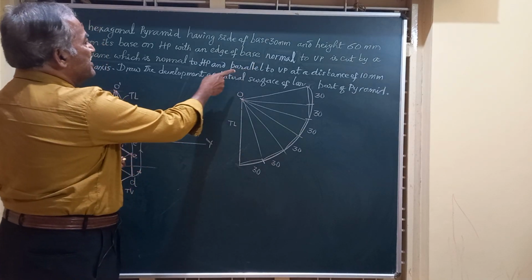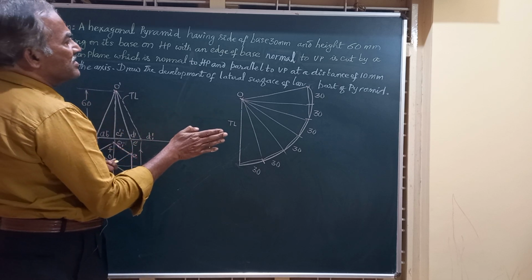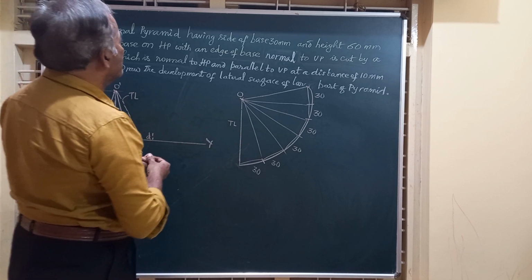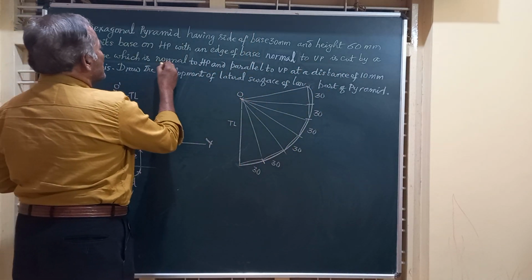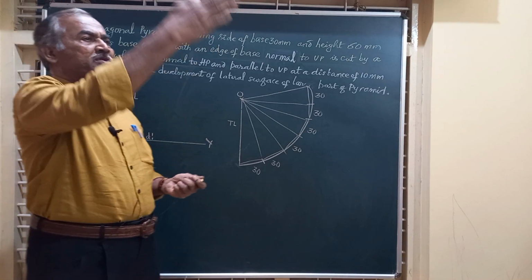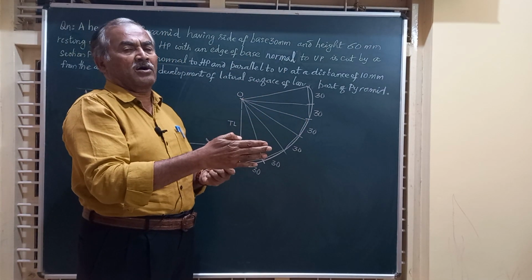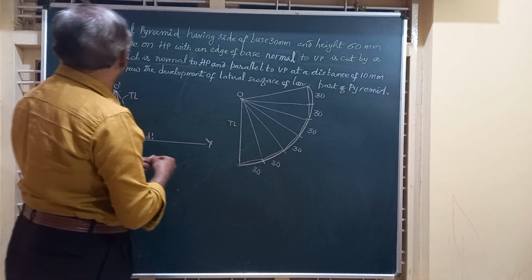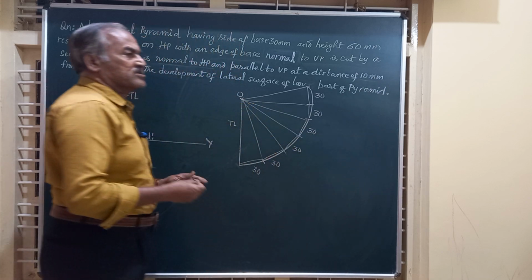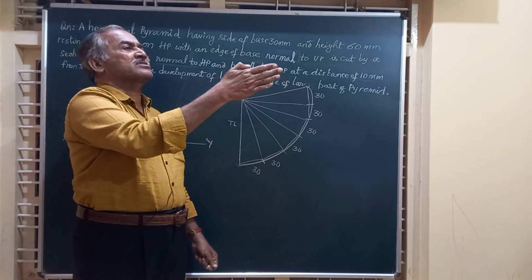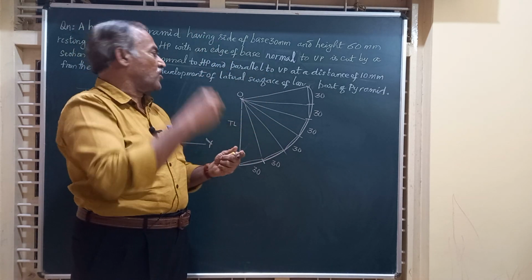The section plane is normal to HP, but not normal to VP, cutting the solid. The section plane is vertical, normal to HP, and at a distance of 10 millimeter from the axis. So whenever the section plane is perpendicular to HP, it is seen as a line in the top view.